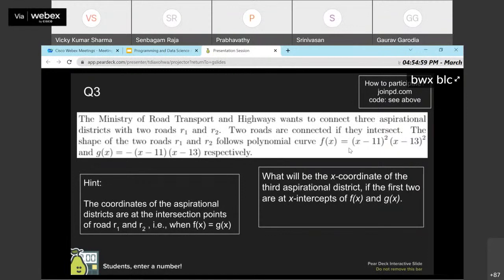All you have to do is make sure where f of x and g of x intersect. Whichever places they intersect, you can find your aspirational districts. Even in the hint it's given: the coordinates of the aspirational districts are at the intersection points of roads R1 and R2. So how do you get that intersection point? All you have to do is just equate them, right? f of x equals g of x, for what value of x? You can do that here and find all the values of x where they intersect.